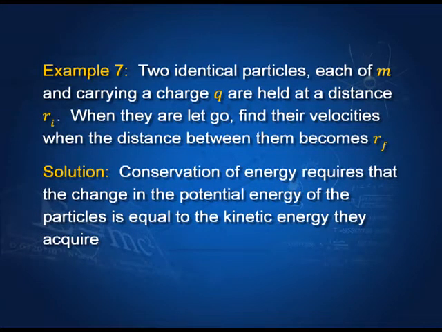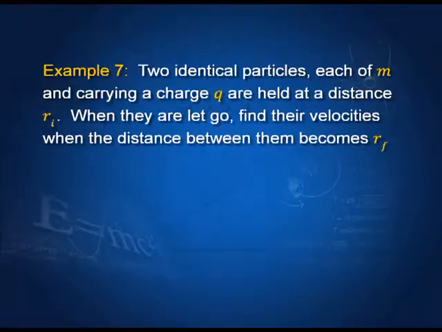Take another example. Two identical particles, each of mass m carrying a charge q, are held at a distance r_i. When they are let go, find their velocities when the distance between them is r_f. Initially they were at a distance r initial, finally they are at a distance r_f. So, we have to find the velocities.